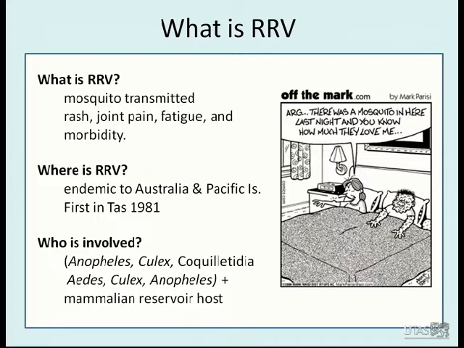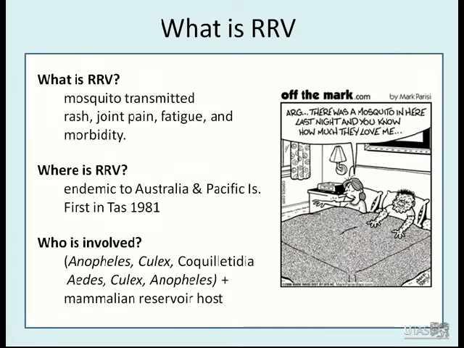Raylea virus is a mosquito-transmitted disease. It's endemic to Australia and the Pacific Islands. It was first identified in Australia in 1958 and in Tasmania in 1981. It presents severe joint pain, rash, fatigue and prolonged morbidity.